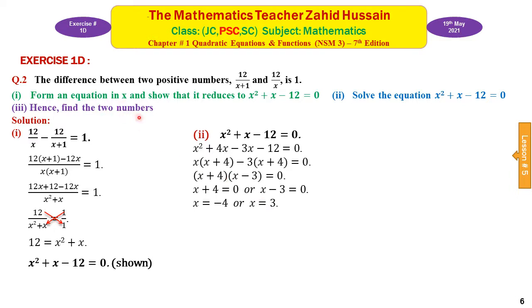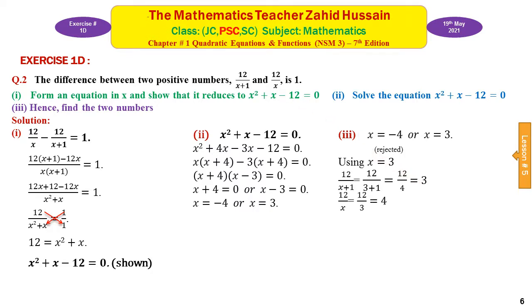In the third part, you are asked to find two numbers. Because initially it is said that the two numbers are positive, we will reject the negative value in part 3 and take x is equal to 3, and put this value of x in 12 over x plus 1 and 12 over x to get the two required numbers. 12 over x plus 1 gives you 3 and 12 over x gives you 4. So the two positive numbers are 3 and 4. When you subtract these two numbers, you get 1. It means your answer is correct.